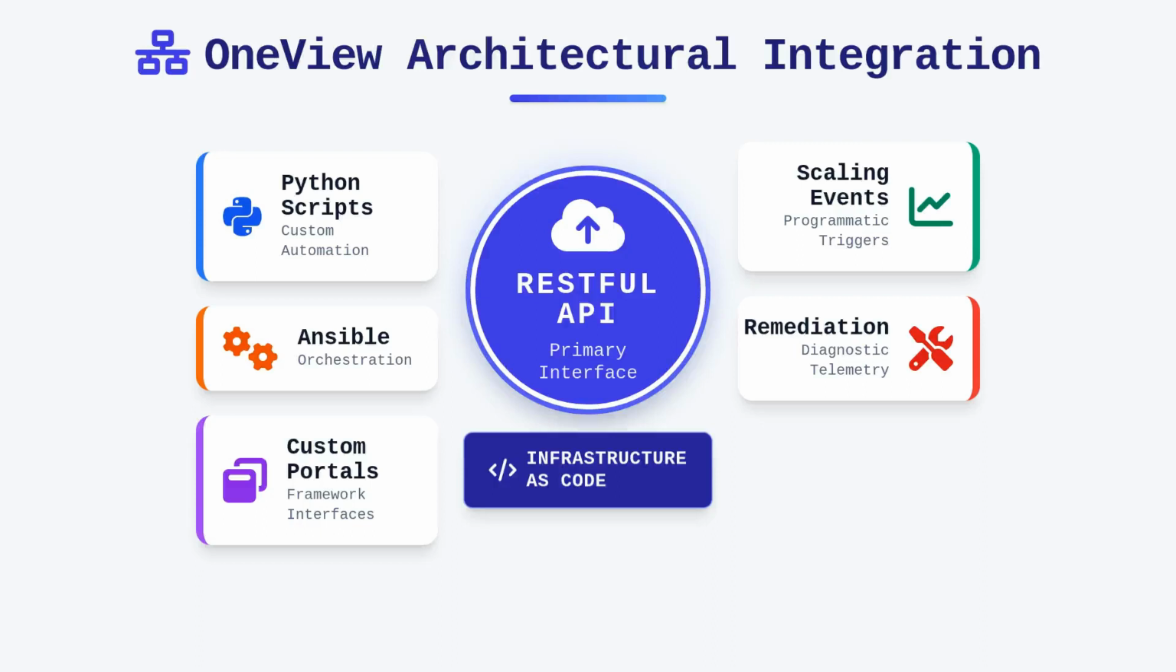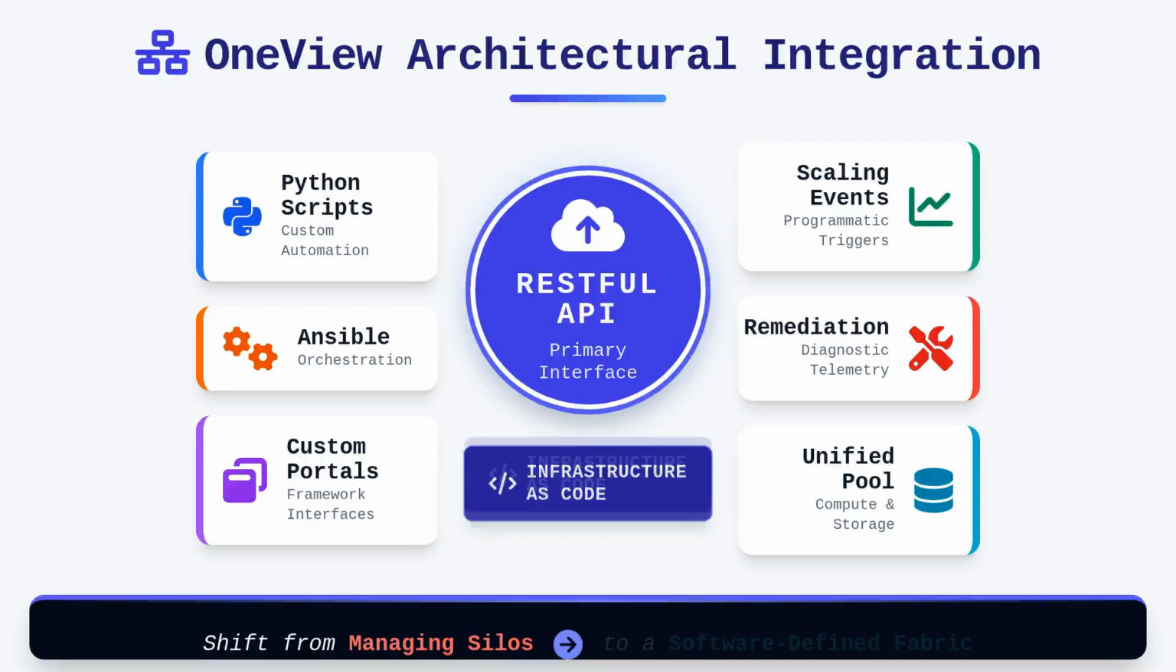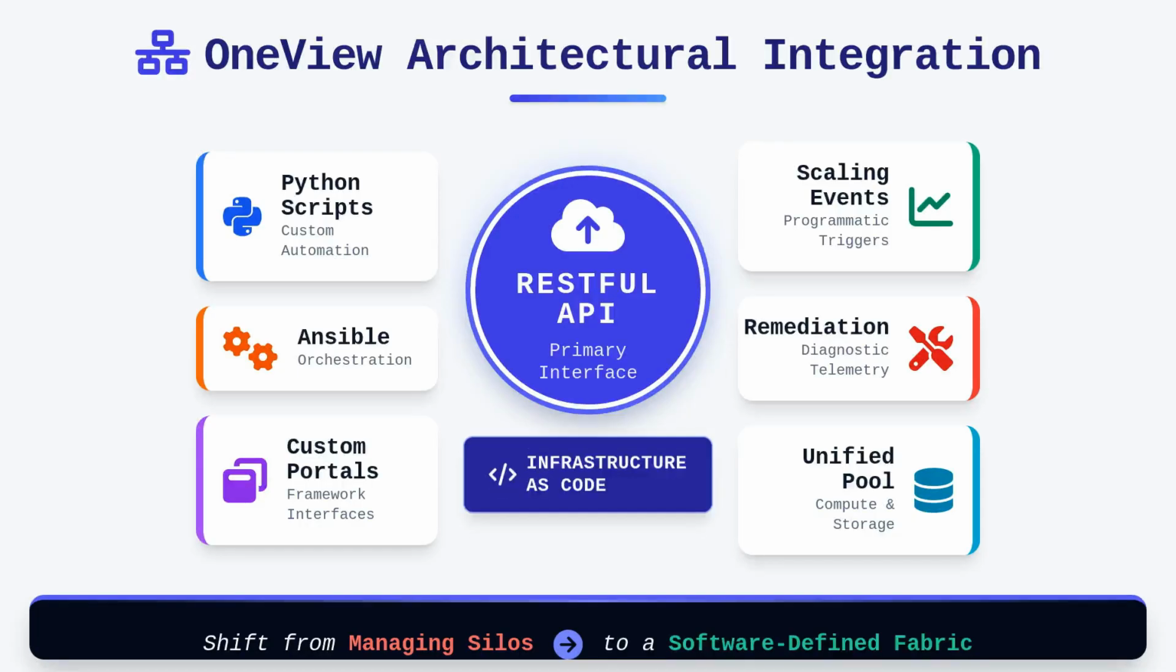This API-driven approach is essential for modern data centers because it allows developers and operators to treat the hypervisor, storage, and networking layers as a unified, programmable pool of resources. You are no longer managing silos. You are managing a software-defined fabric where the programmatic interfaces dictate the flow of data and the allocation of capacity.